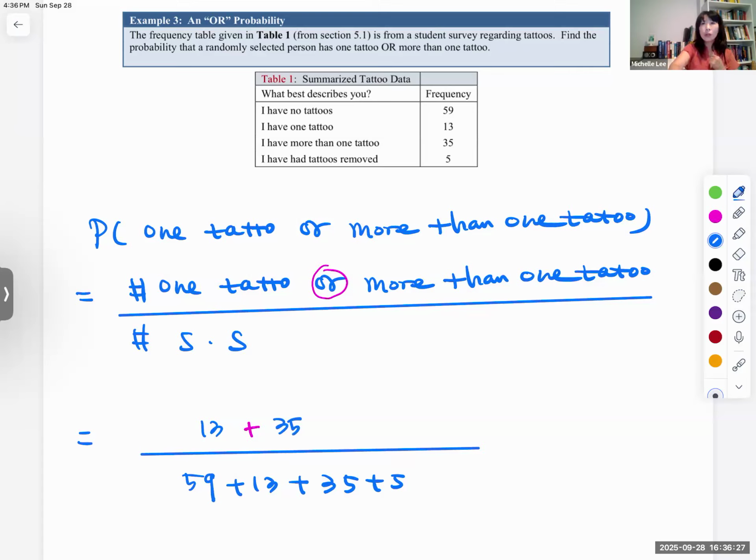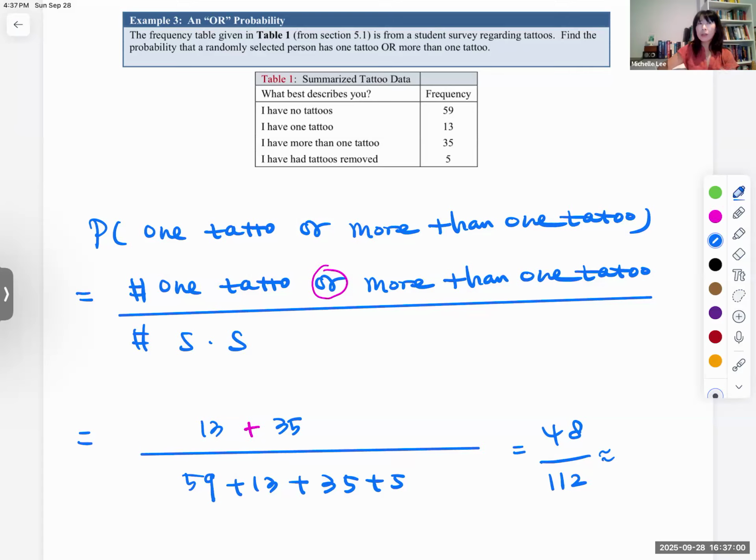Can you calculate? It's 48 over 102, right? I think I didn't mention that: probability is between 0 and 1, so it's a tiny number. Normally we answer with at least 4 decimal places. So what do you get? We have to round off at the 4th digit.